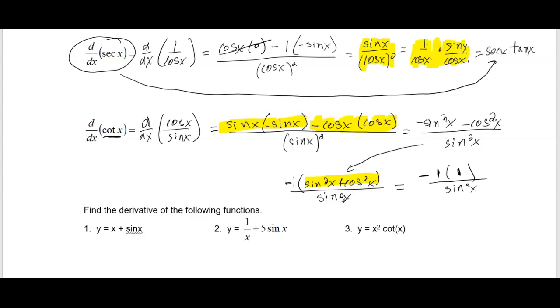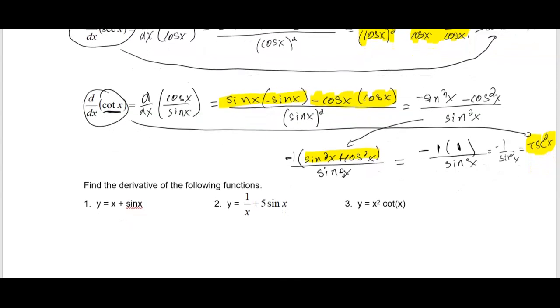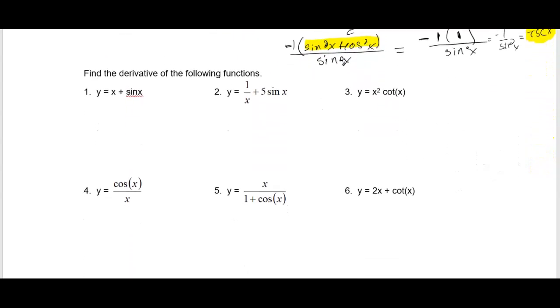So what we really end up with is a negative 1 over sine squared, and 1 over sine is a cosecant. So 1 over sine squared is cosecant squared. So the derivative of cotangent is negative cosecant squared. All right. Those are your 6 trig derivatives. Usually on the test, I ask you to prove one or two of these. Before the test, we just need to get these memorized.